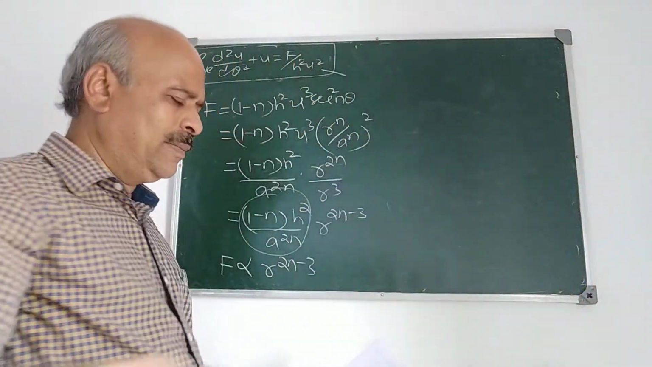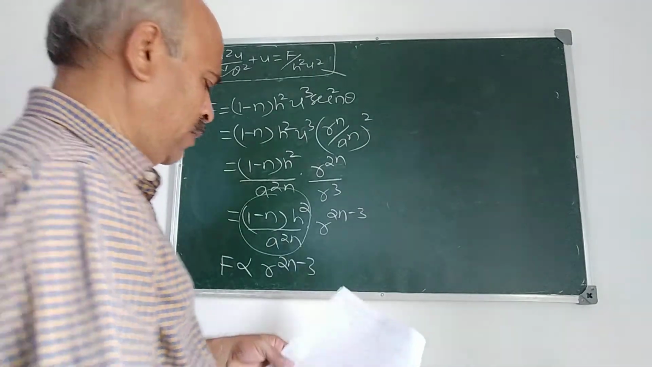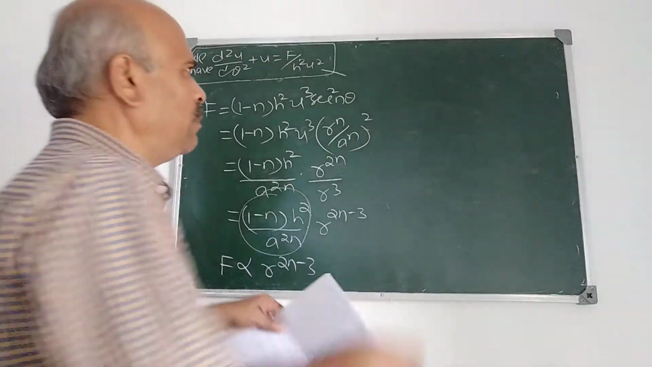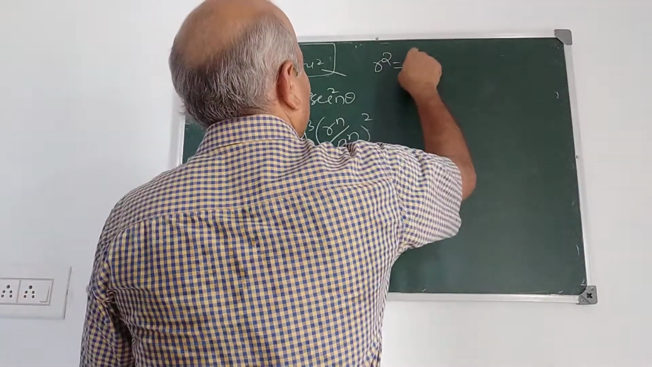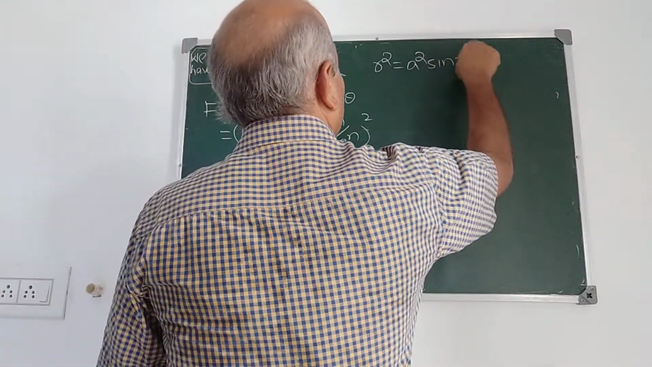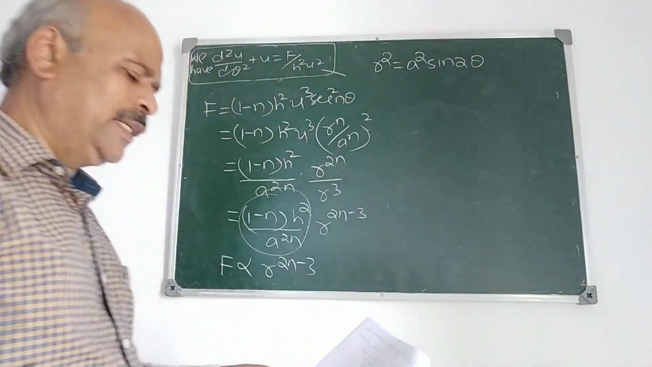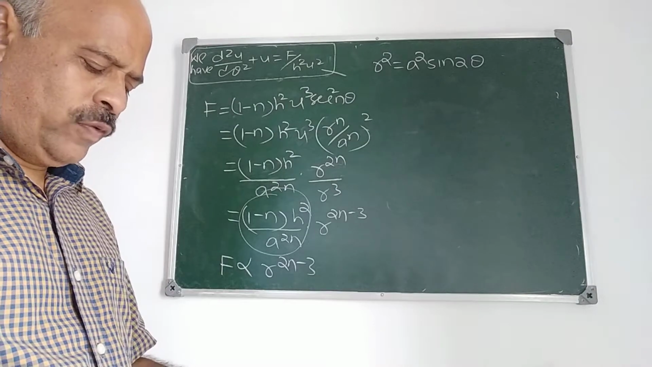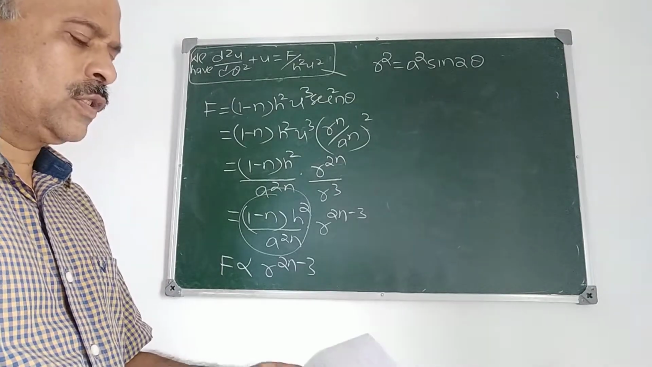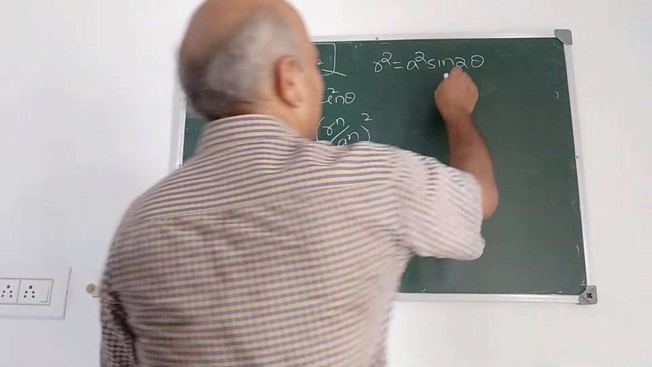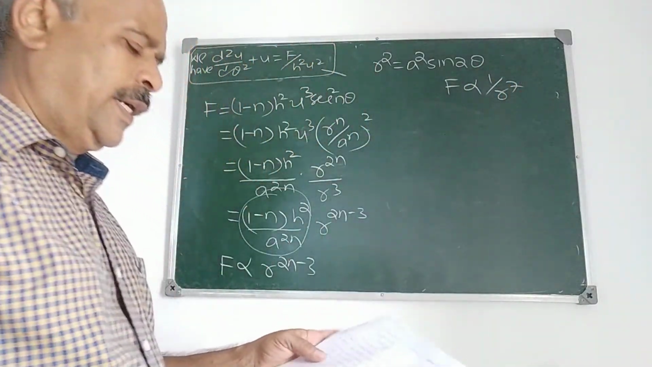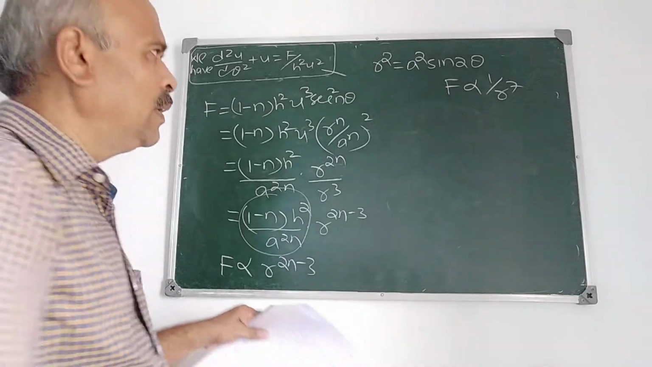These are some types of examples. One more example: a particle describes the curve r squared is a squared sin 2 theta, under a force F to the pole. Find the law of force. The answer is F is proportional to 1 upon r raised to 7. I leave this as an exercise.